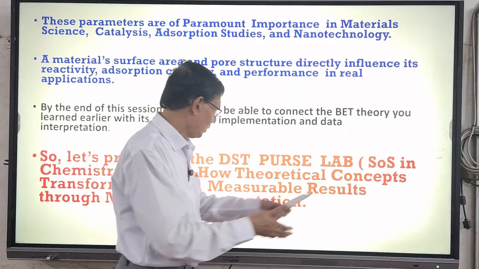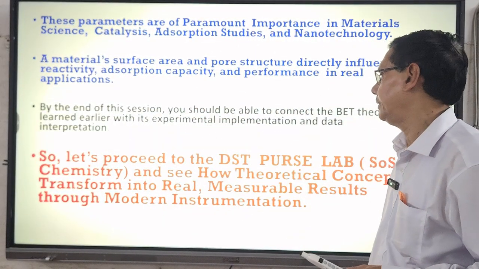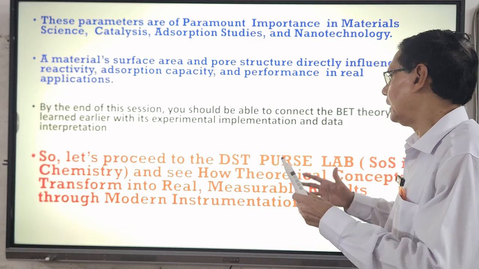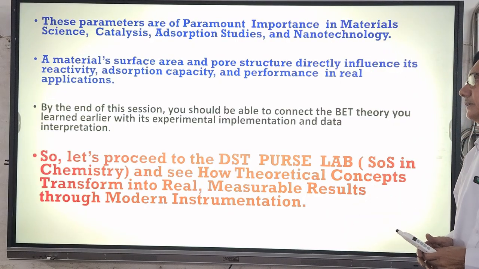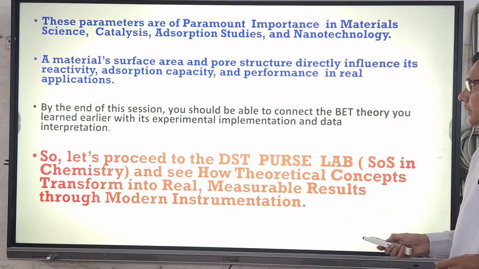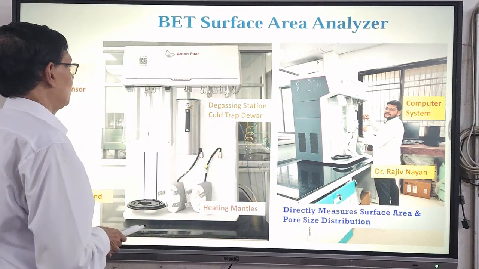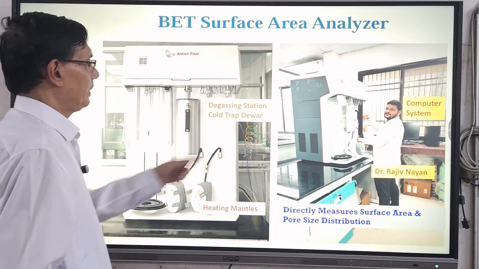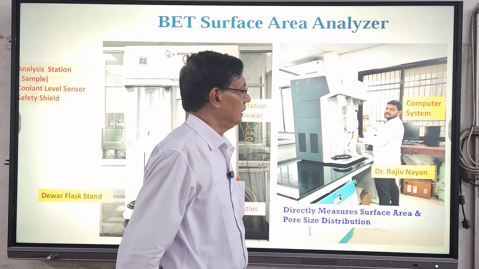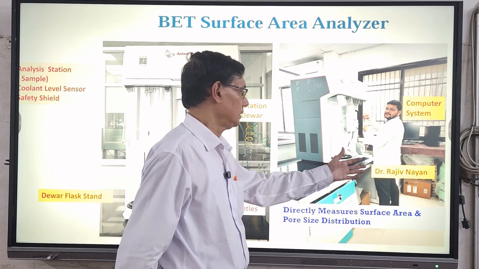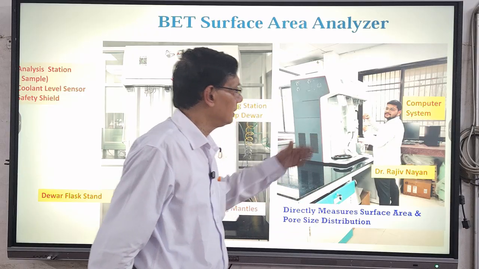Let us proceed to the DST PURSE lab. It is on the first floor of the chemistry department, and we will see how theoretical concepts transform into real measurable results through modern instrumentation. I have taken these photographs from the DST PURSE lab, and he is Dr. Rajiv Nayan. He will perform the experiment. He did his PhD under the guidance of Dr. Indrapal Karwal. Now he is a research associate in that project.